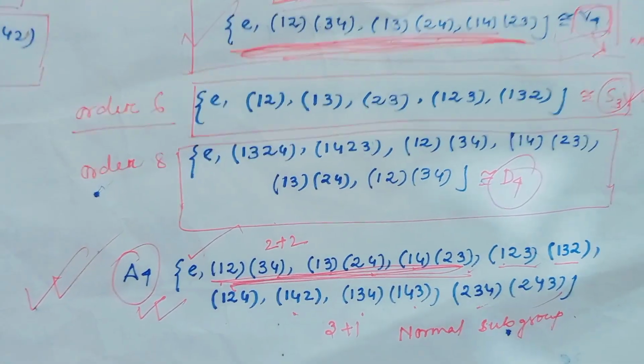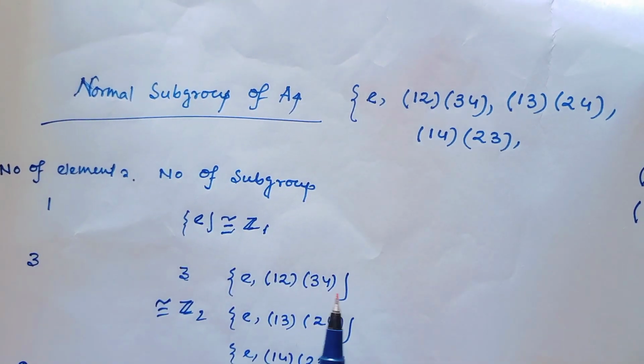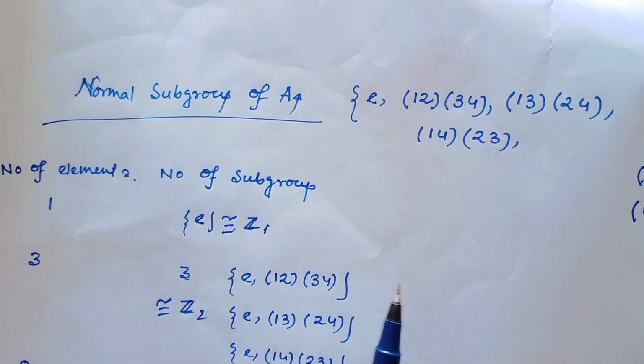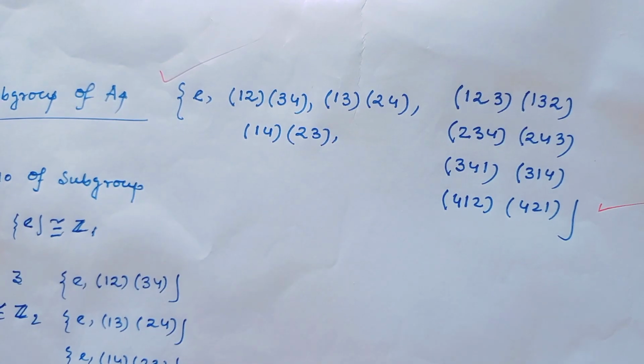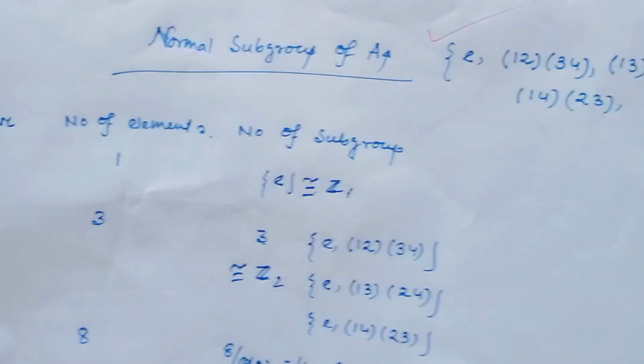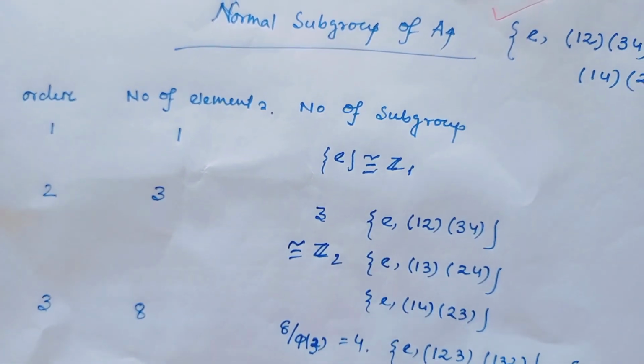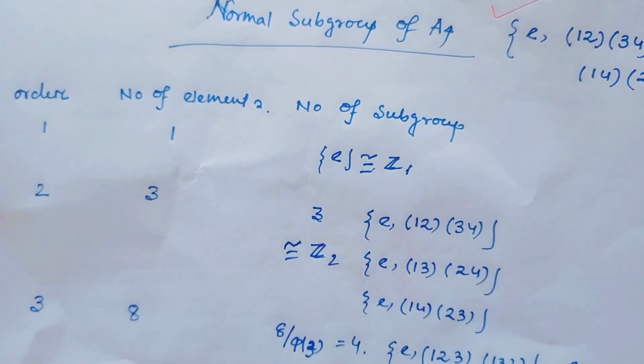Well, now I will see what the normal subgroups of A4 are. We all know A4 is constructed by this type of cycle. Now I will see what the normal subgroups of A4 are.